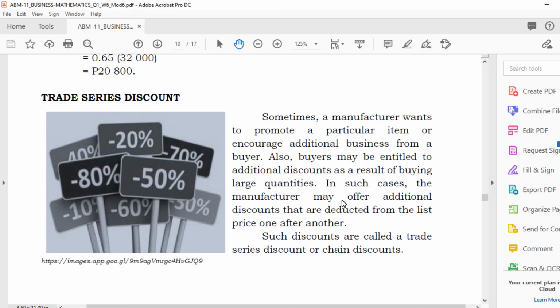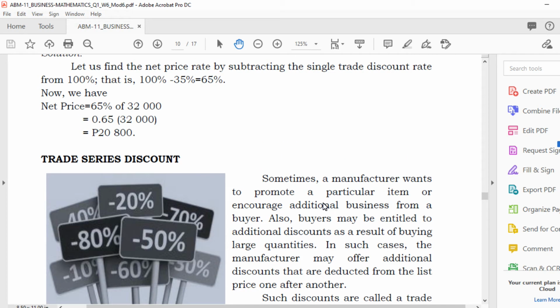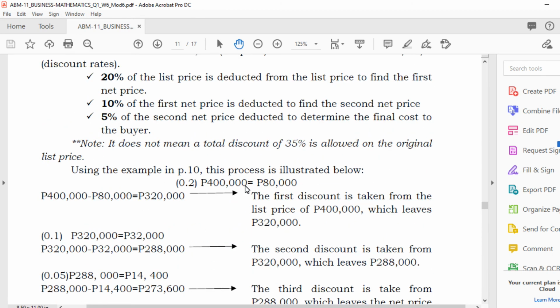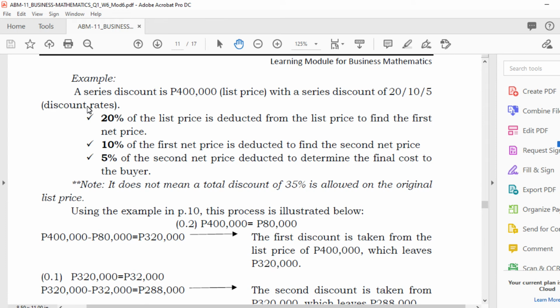Series siya. For example, may binigay siyang 400,000 na list price. Ang discount natin ay 20, 10, 5. Pag sinabing 20, 10, 5, magliless siya ng 20% sa una, and then magliless na naman siya ng 10% sa pangalawang price, and then another 5% na naman sa pangatlo. Yung sa pangatlo, yun na talaga yung babayaran mo. Okay. Yun yung final cost mo.